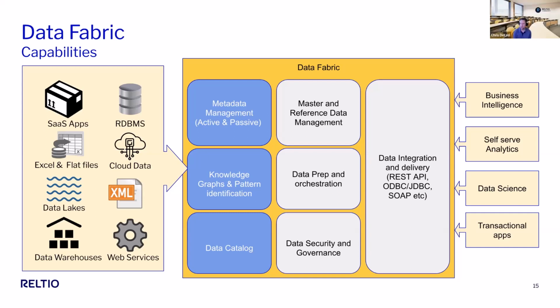Okay. How do you differentiate the metadata management and data catalog and knowledge graph? It's a big question.